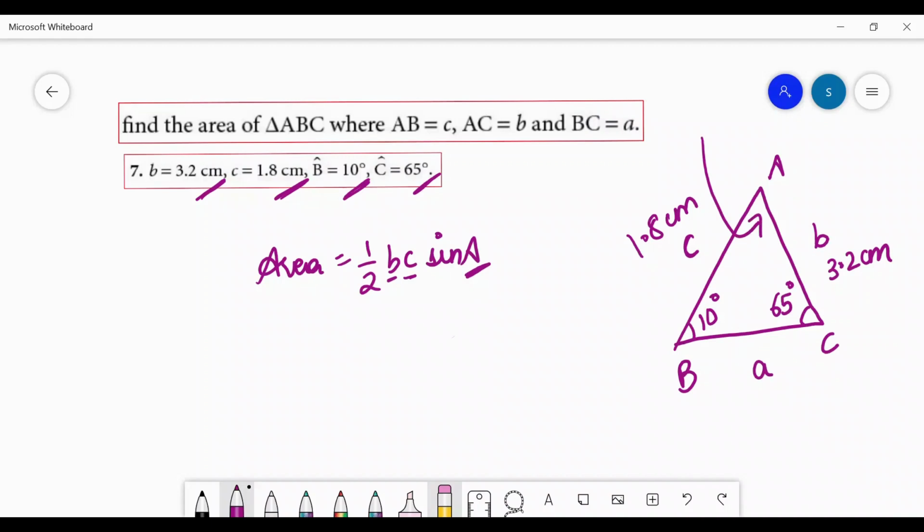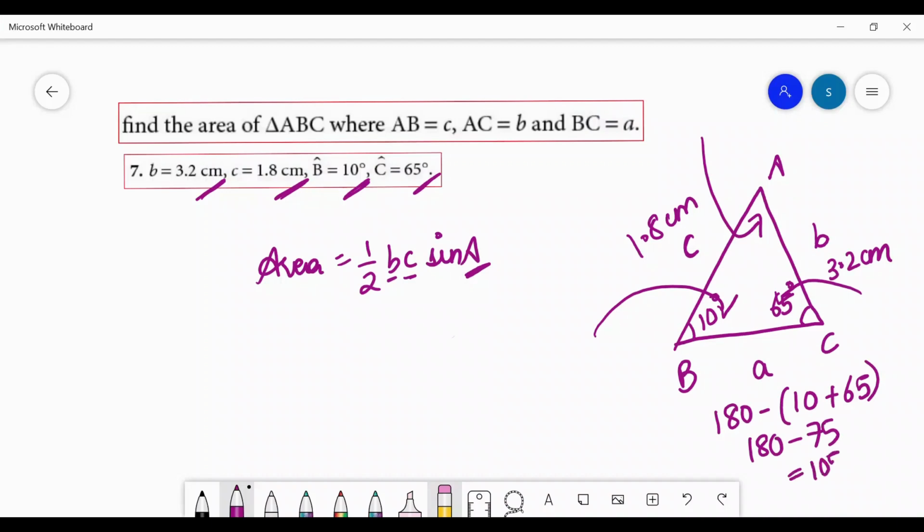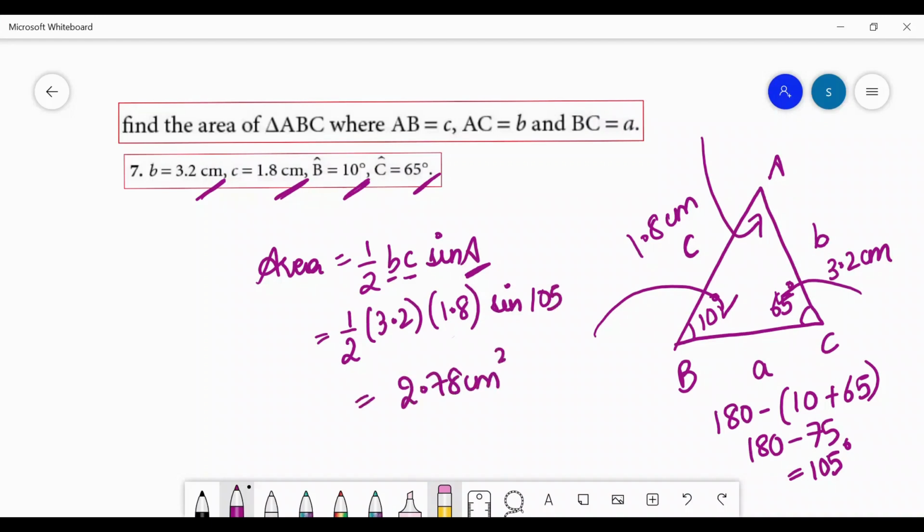Let's say in the question, if you're given side C and side A, you're going to be taking B as the included angle. And if you're given side A and side B, you're going to be taking C as the included angle. Anyways, for the question here, we have A as the included angle, which we can easily find out by just subtracting it from 180. So this is 180 minus 75. This turns out to be 105 degrees. This is equal to half into 3.2 into 1.8 sine 105. And when you solve this, you get 2.78 centimeters square.